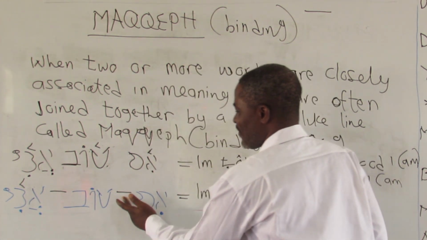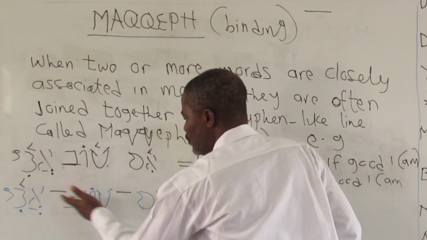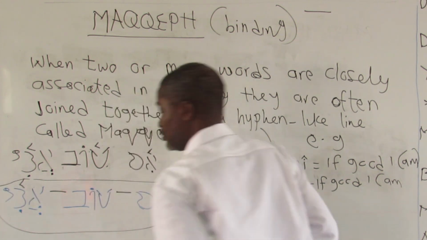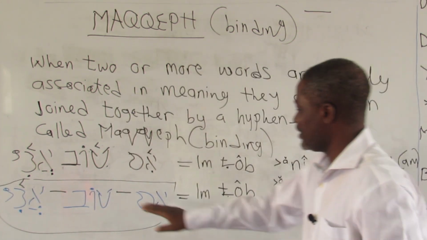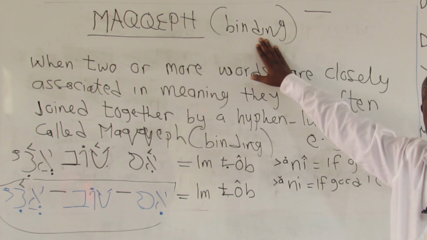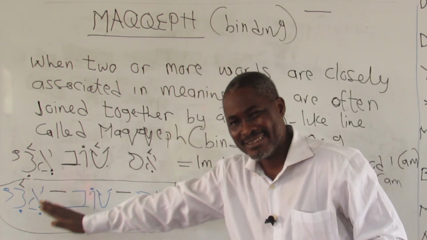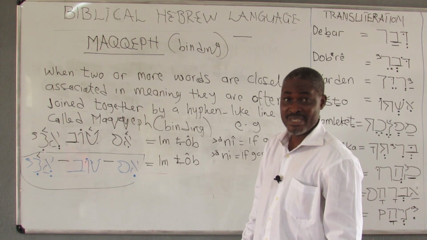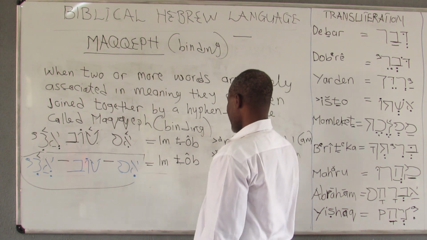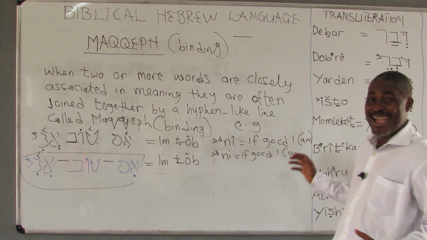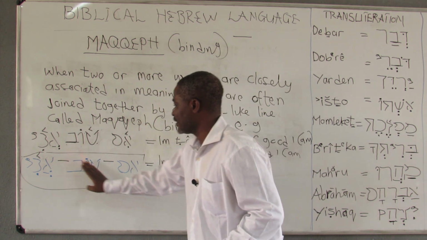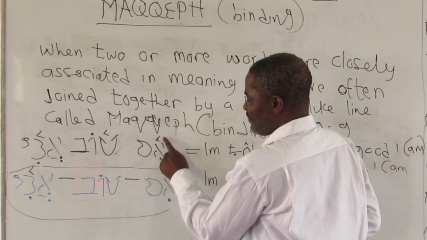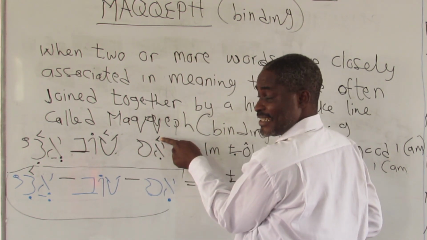Once the Maqqeph appears between these three words, it made these three words to be just one compound word, no longer separate words. So the Maqqeph is doing the work of binding. It has bound the three words together, making them one, because the three words are associated in meaning. Are you getting what I'm saying? So you are im, tov, ani, if good I am. But one other thing happens why this is being done. You see, im has an accent. What you see up there is an accent.